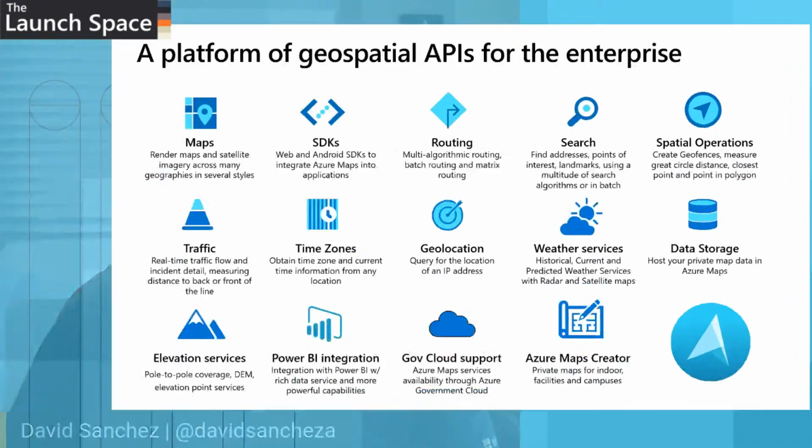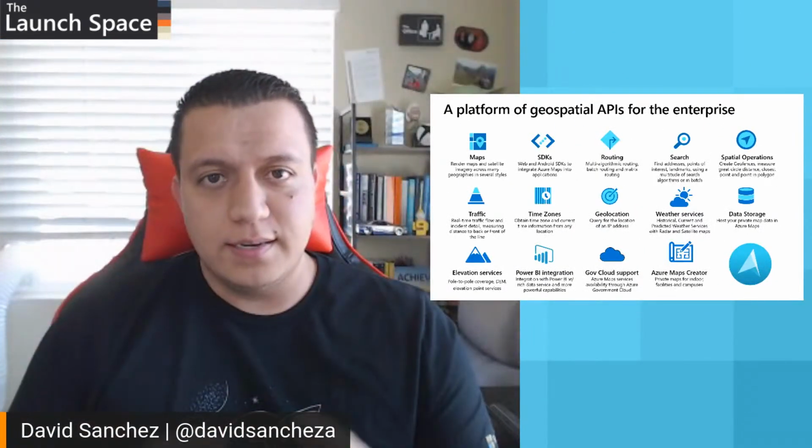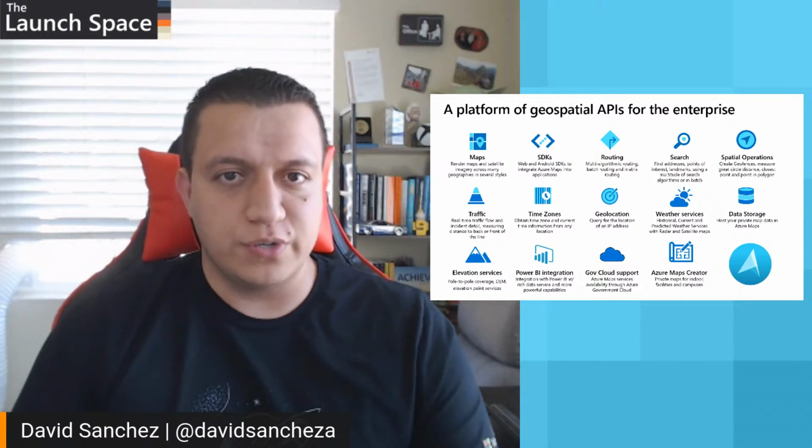We have the spatial operations feature, which is to create geofencing. We have the traffic data that is updated every minute, and it provides incident reports. We have the time zone service, and this is very useful, especially when you have a routing that is in different time zones. You can calculate the routing based on the time zone of these specific locations. We have the geolocation feature, which provides the location of an IP address. This is great for the use case where you have content and you need to filter or plug some specific content depending on the country where the users are located.